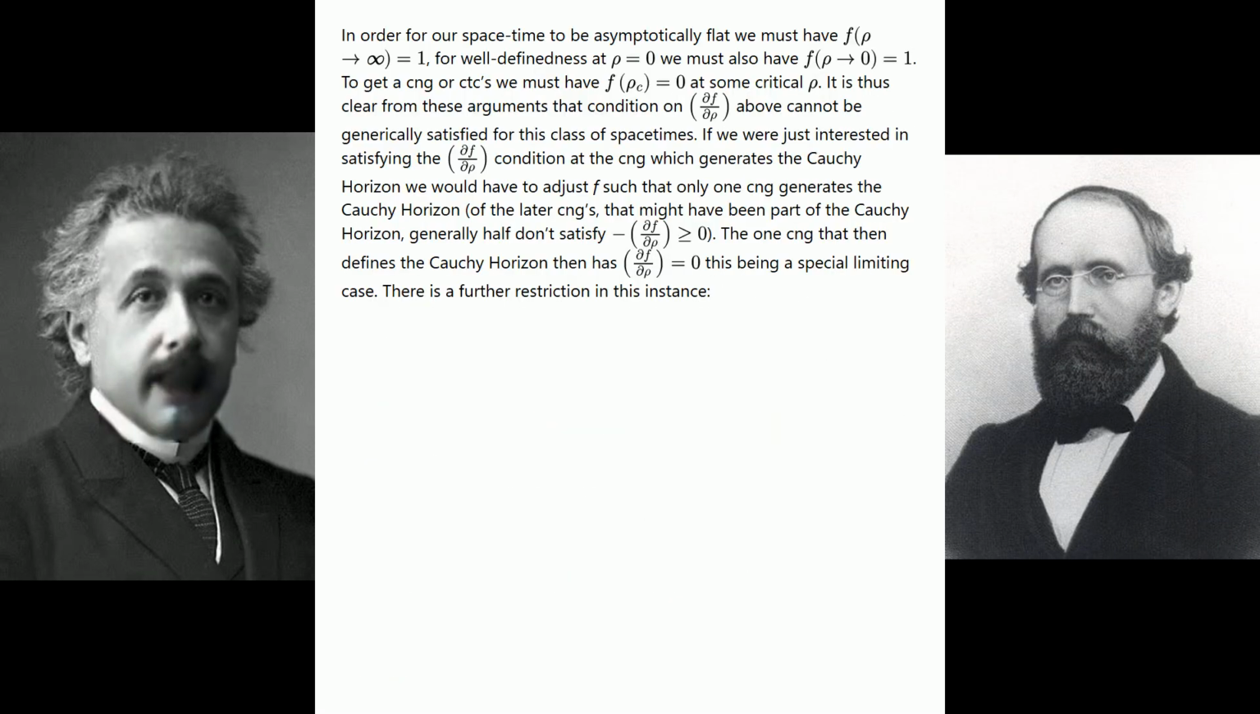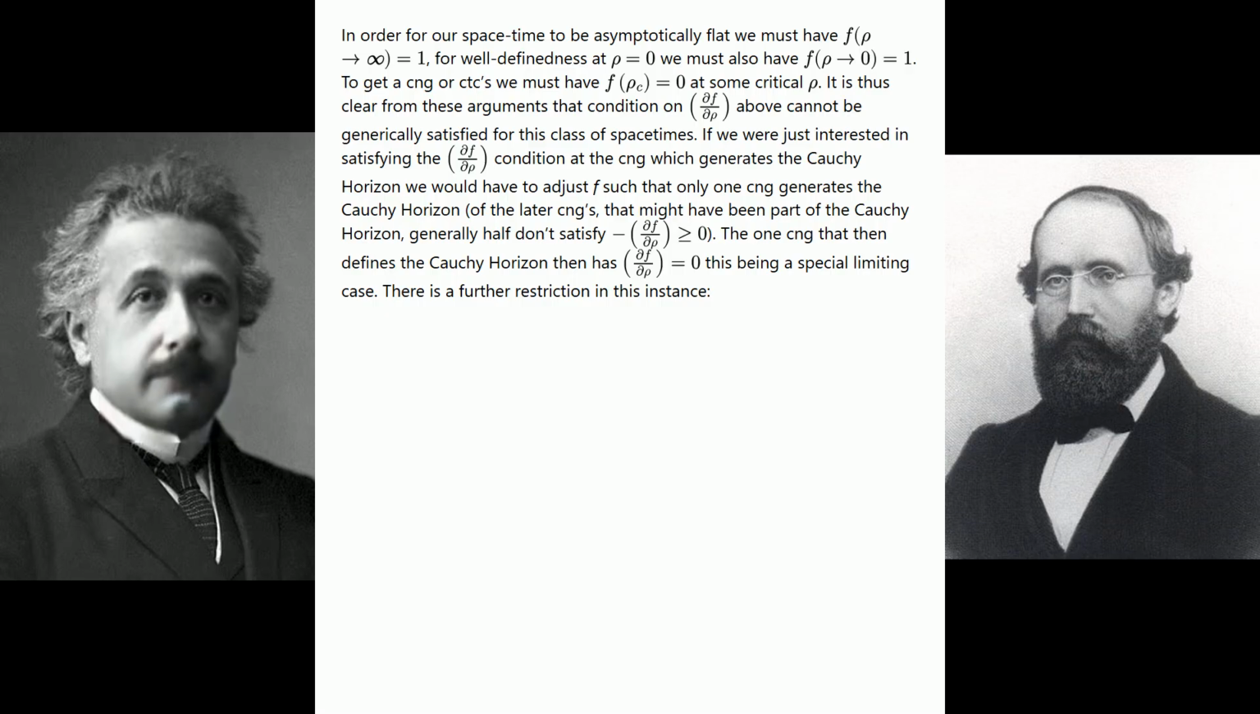In order for our spacetime to be asymptotically flat, we must have f of rho right arrow infinity equals 1. For well-definedness at rho equals 0, we must also have f of rho right arrow 0 equals 1. To get a CNG or CTC, we must have f of rho sub c equals 0 at some critical rho. It is thus clear from these arguments that the condition on the fraction with numerator partial f and denominator partial rho above cannot be generically satisfied for this class of spacetimes.